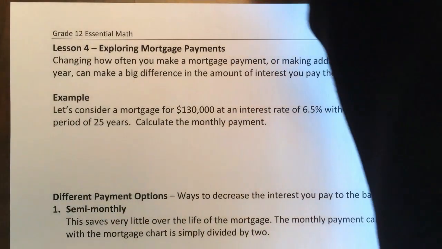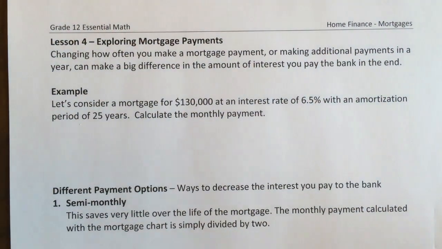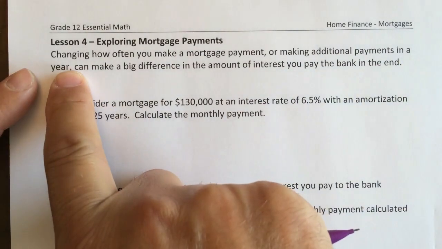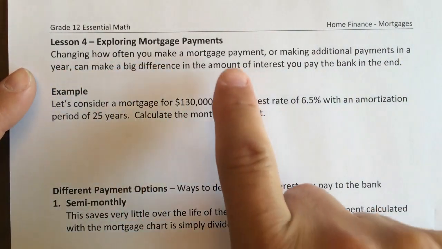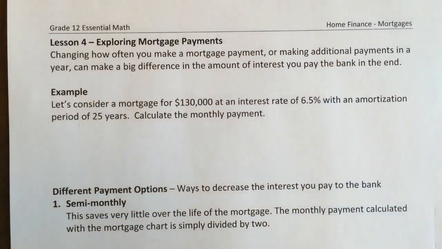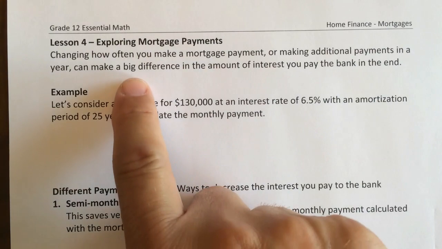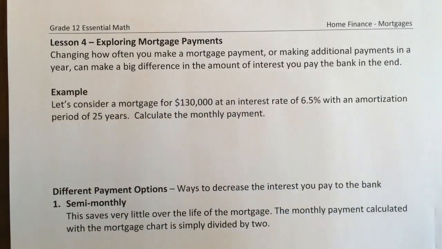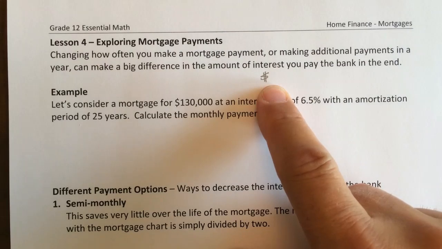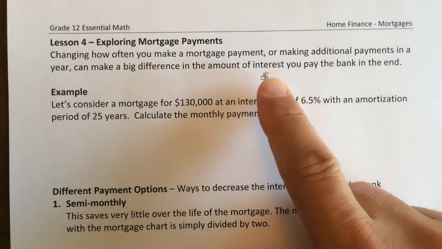Okay, so we'll back up a little bit and get ourselves to a place where we are familiar. Now the key today is changing how often you make a mortgage payment, or if you're able to make additional payments in a year. It can make a big difference on the amount of interest. Remember, interest is that dollar value you have to pay to the bank in order to borrow the money. So we want to learn and explore ways to save money in interest.